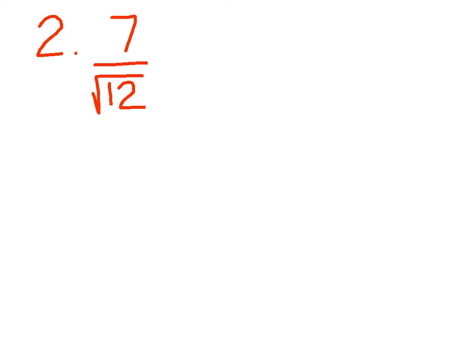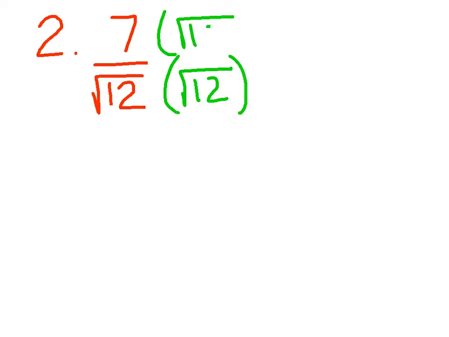Let's try a similar problem. Number 2, 7 divided by radical 12. Now, I could take the time to break down radical 12 if I wanted to. But I'm just saying to myself, I need to rationalize the denominator. So again, to do that, I'm going to multiply both the top and bottom by radical 12. Again, the 7 is outside, the 12 is inside, so I can't actually multiply them together. I am just going to rewrite that as 7 radical 12.